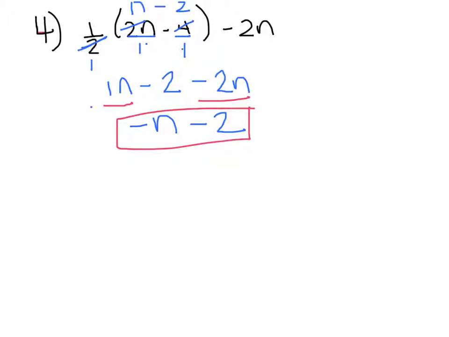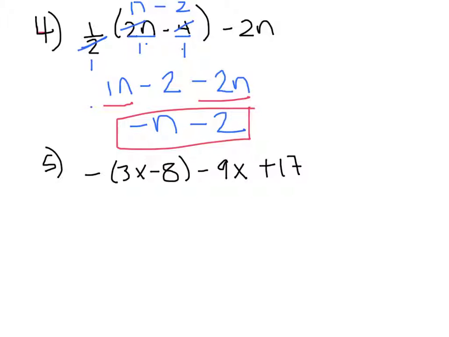Problem number 5. Problem number 5 says minus parentheses 3x minus 8, minus 9x plus 17. So we are going to use the multiplication property of minus 1 here. Since I have a minus outside, I will say minus 3x and positive 8, because we changed the signs of both.